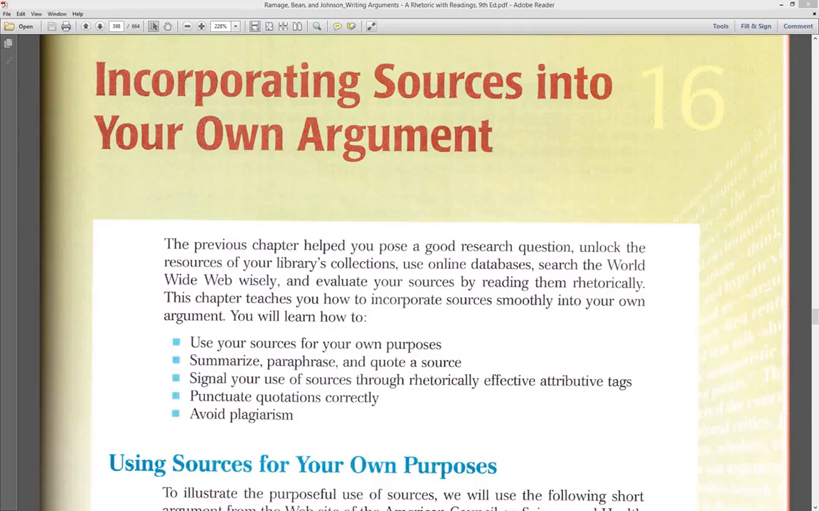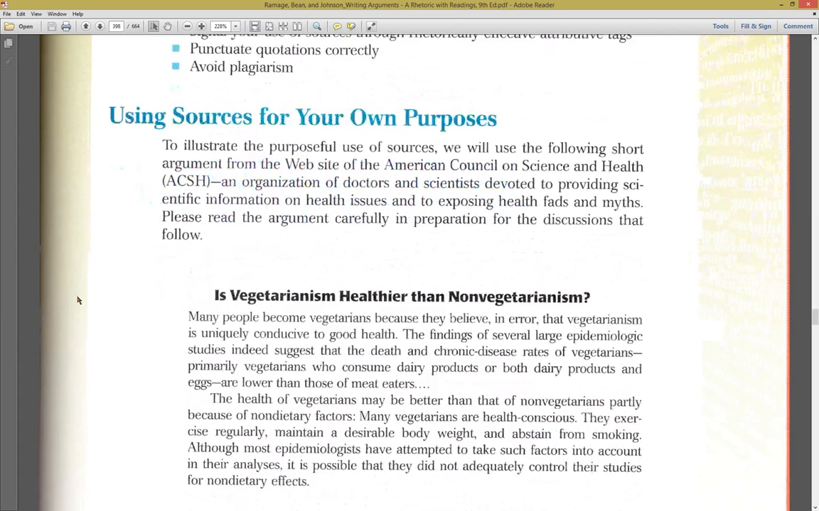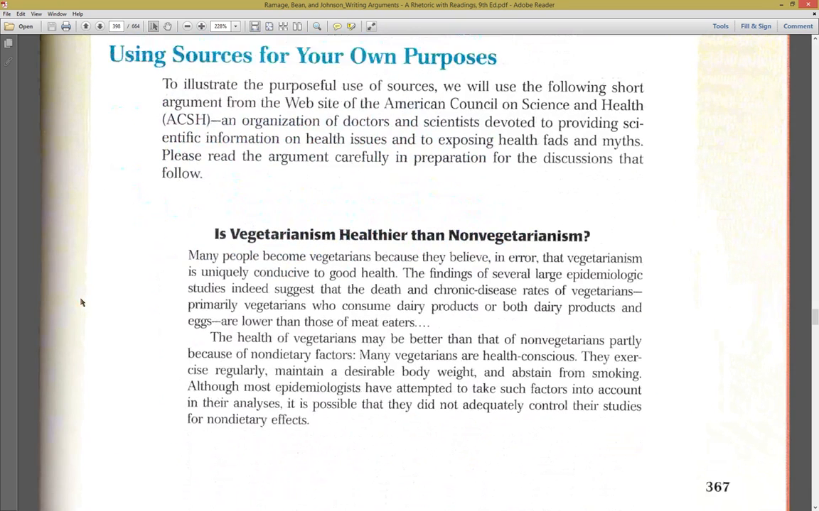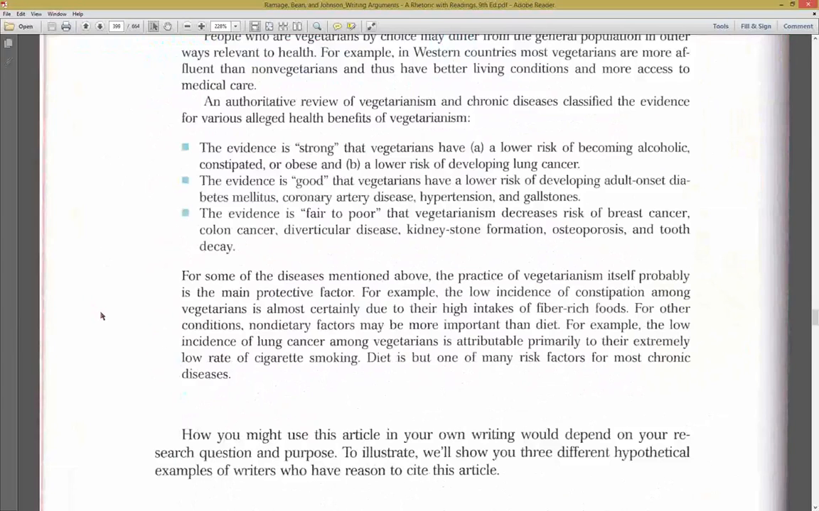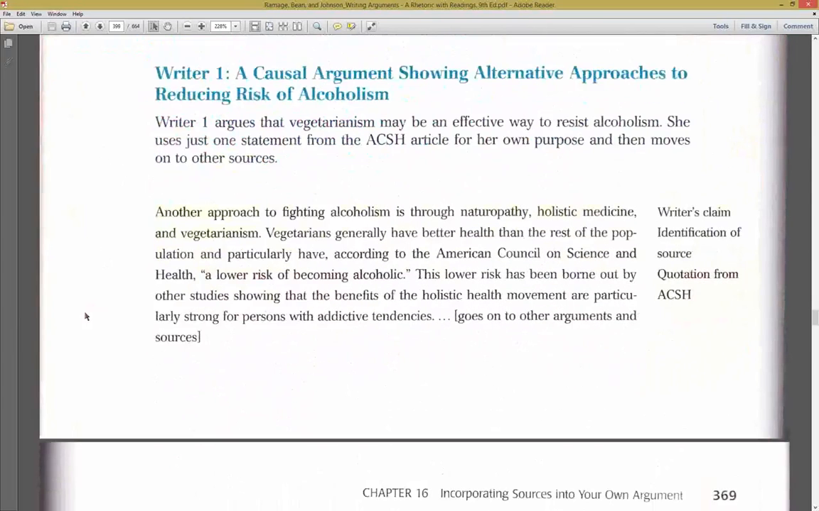In this lecture, we're looking at the exercises from Chapter 16, Incorporating Sources into Your Own Argument. You are given an original passage from the American Council on Science and Health, titled, Is Vegetarianism Healthier Than Non-Vegetarianism? followed by three writers, Writer 1, 2, and 3, who each use this passage as a source for their own argument. Our first question asks us to look at the different ways that each writer incorporates the source material in his or her argument.